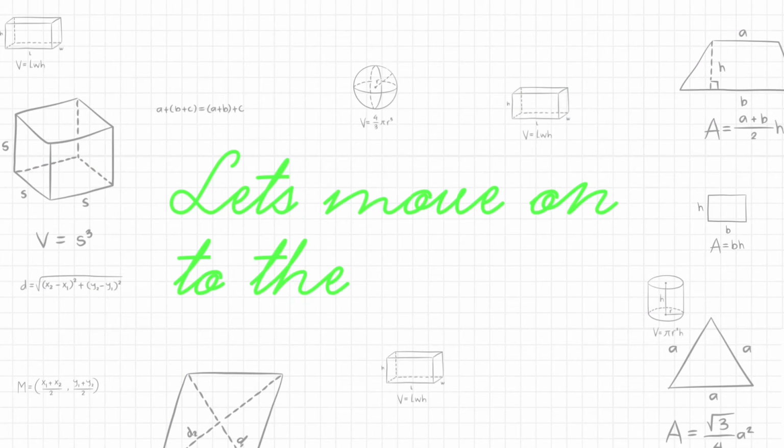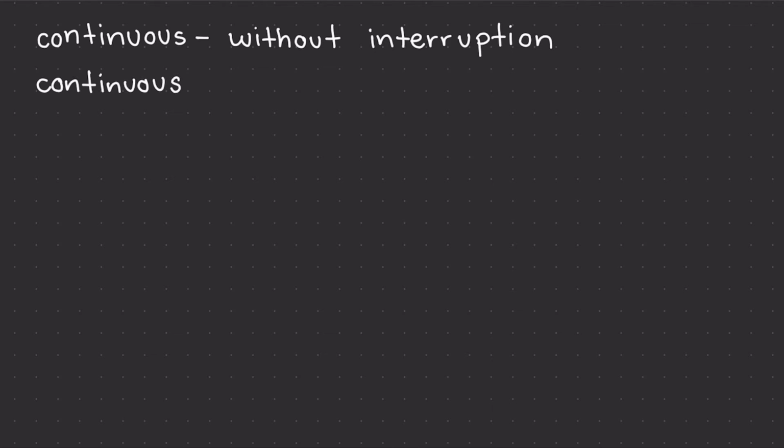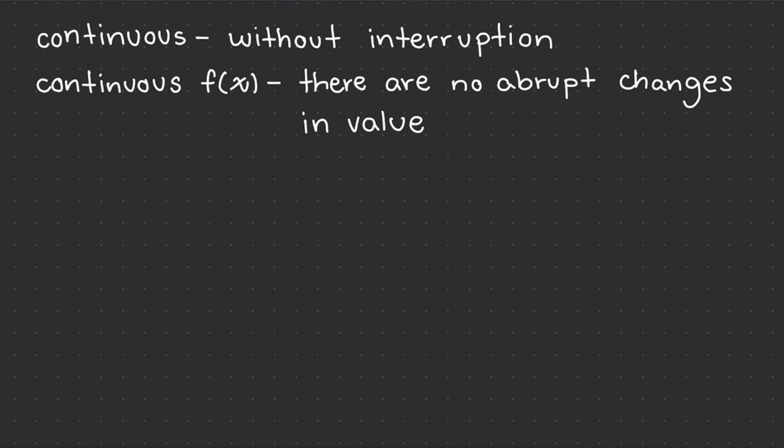Let's move on to the learning content for this video. The meaning of continuity in the traditional sense is without interruption. In a more mathematical sense, a continuous function means a function without any abrupt change in value. These abrupt changes are called discontinuities.